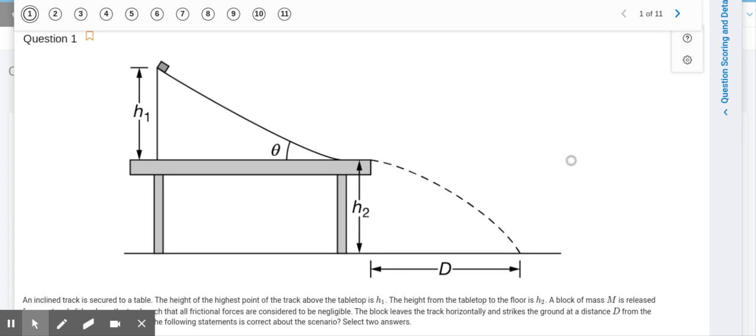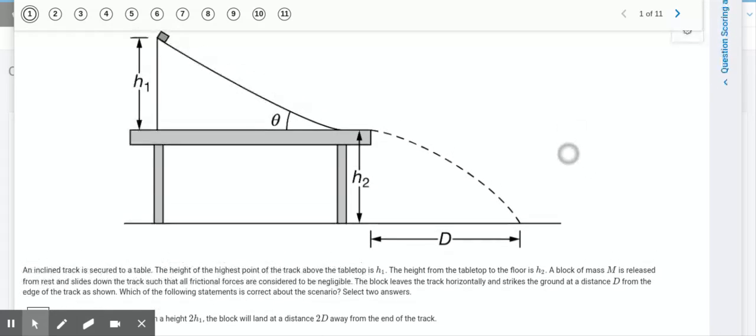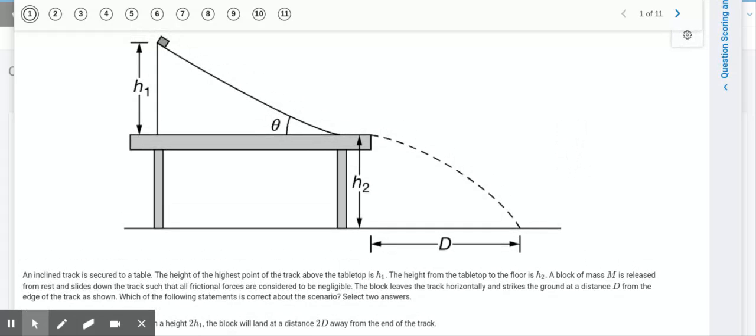Okay. I think some of you, if you do this, the questions might be out of order, but just follow along with me. Question 1 that I have here is the one where there is an inclined track on a table and you release the block of mass M from rest and it slides down the track.